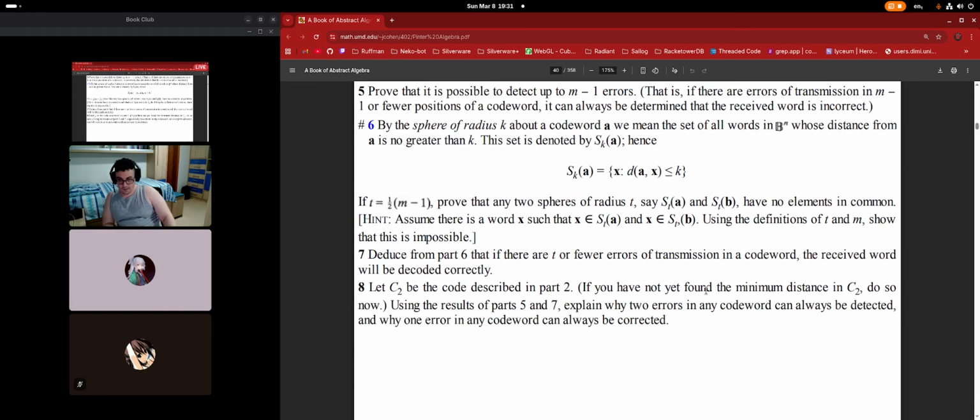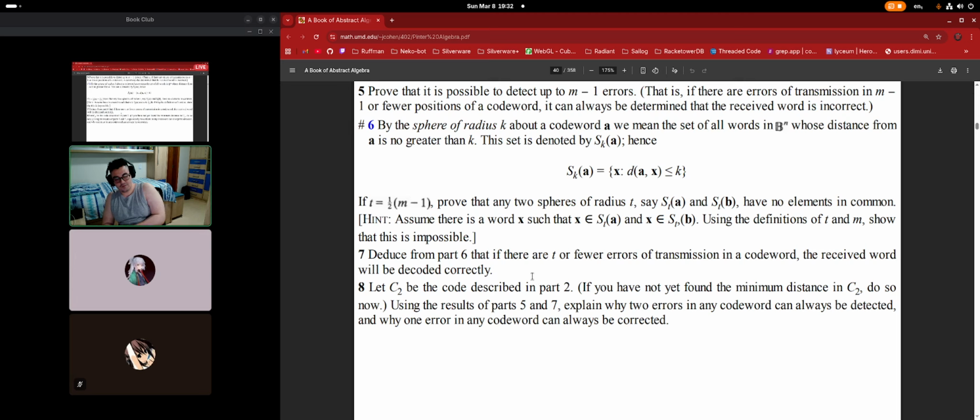Okay. Deduce from part 6 that if there are t or fewer errors of transmission in a code word, the received word will be decoded correctly. You don't need to use part 6 to deduce this, because if t is equal to m, by definition of m this is already tautological, right? If t was equal to m, this would still be true. But if it's half of it, then it's guaranteed to also be true, right? No, because if t is equal to m, then that's sufficient to cover the distance between any two elements, right?